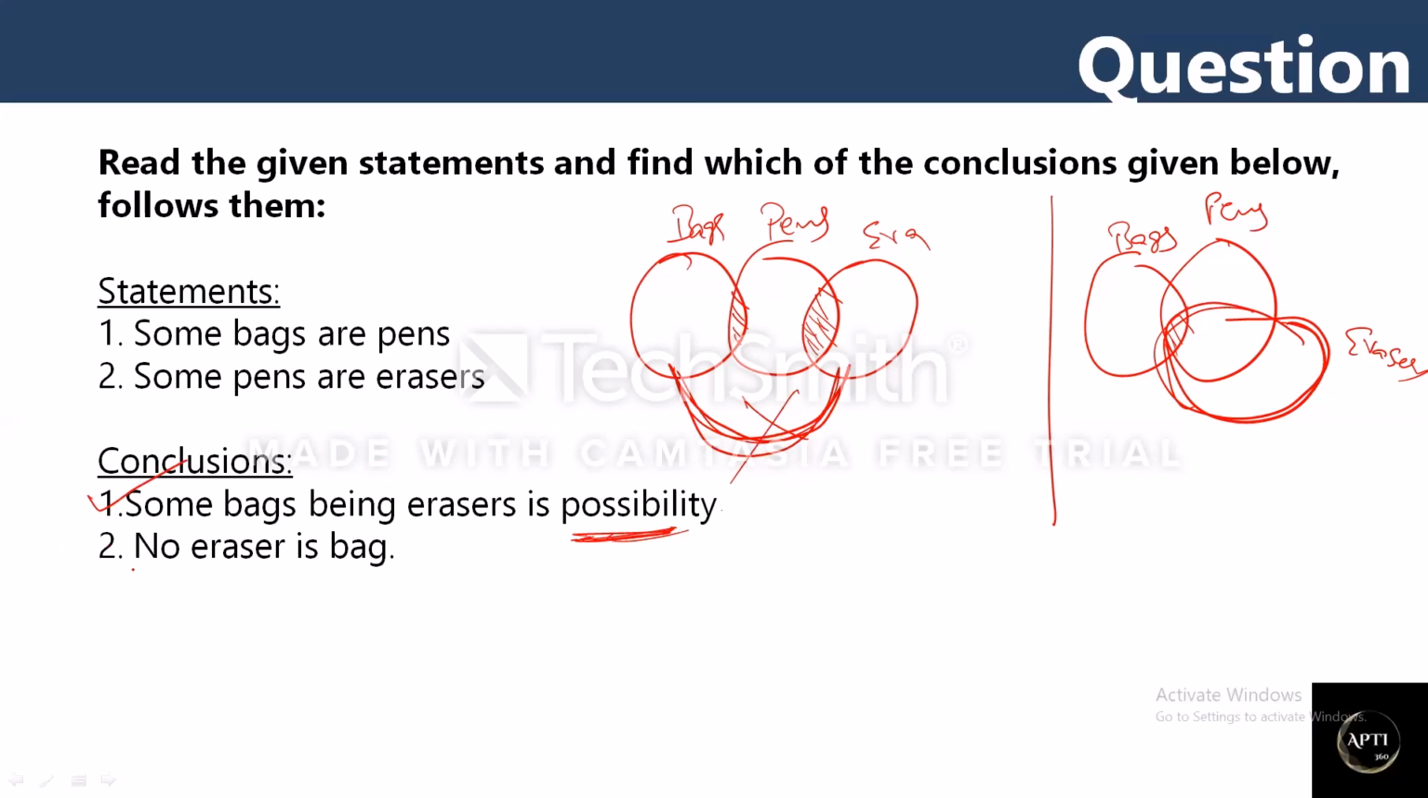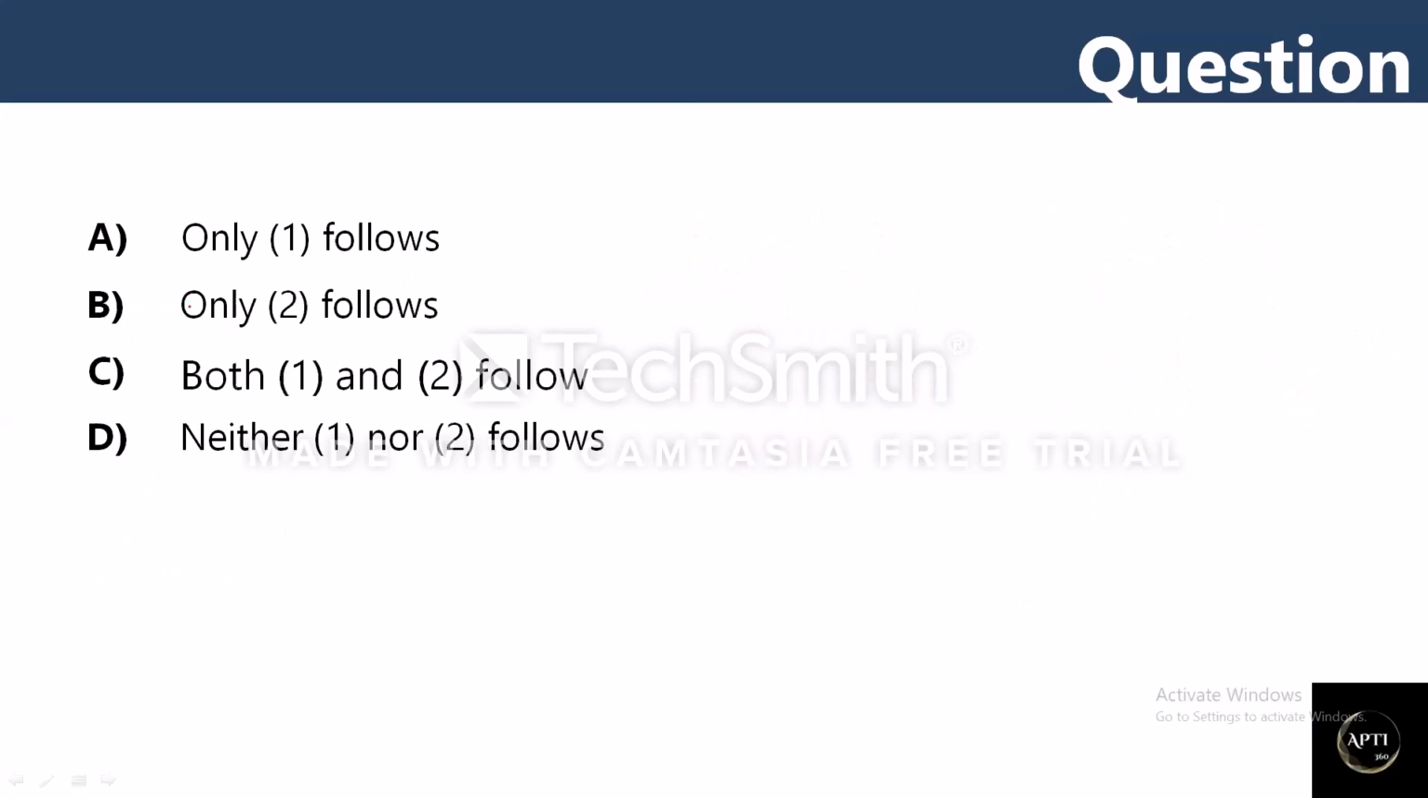Next, no eraser is bag. Now remember here, very clear. No eraser is bag. In our first minimum Venn diagram case, no eraser is bag is satisfied. Minimum case satisfied. Now for the second conclusion, there is no connection between bag and erasers, so no eraser is bag, minimum case satisfied. But is the maximum case satisfied? No. So the second conclusion is wrong, because the minimum case is satisfied but the maximum case is not. So no eraser is bag is not satisfied. So only conclusion one is correct. So option A is correct.